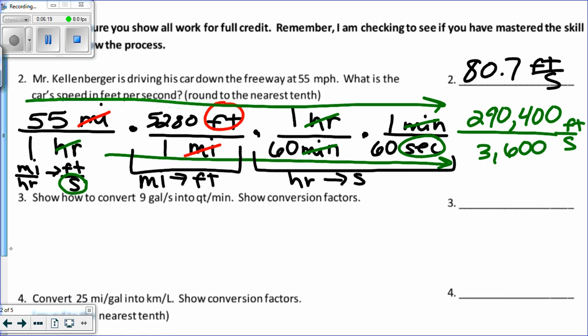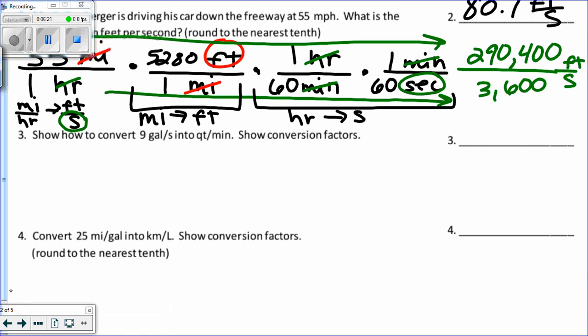Good. All right, number 3. It says, show how to convert 9 gallons per second into quarts per minute, and we have to show our conversions. So what we're going to do, we're going to write down what we start with. We have 9 gallons per 1 second. So I'm going from gallons per second to quarts per minute.